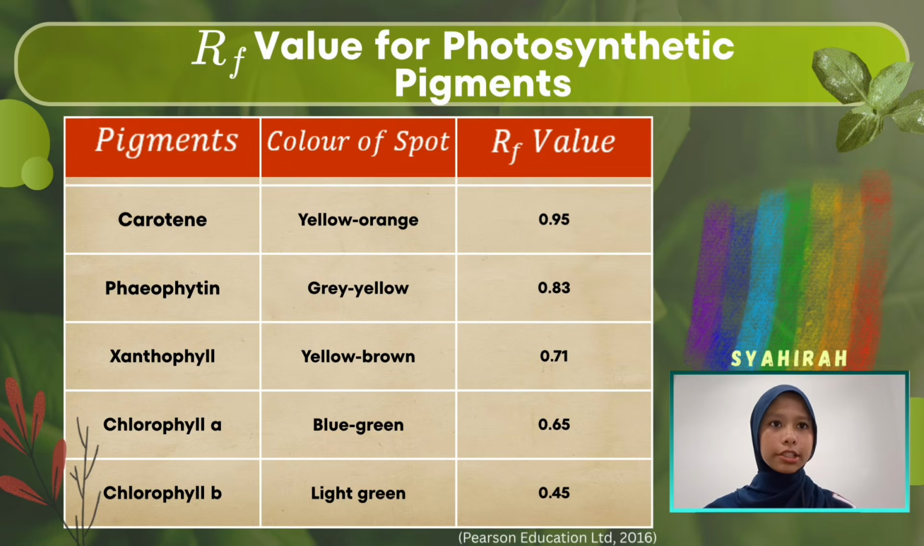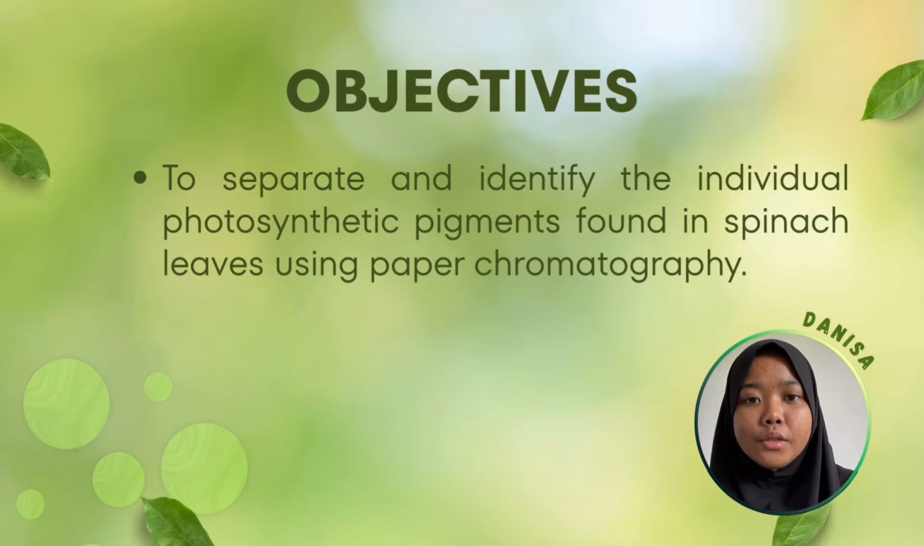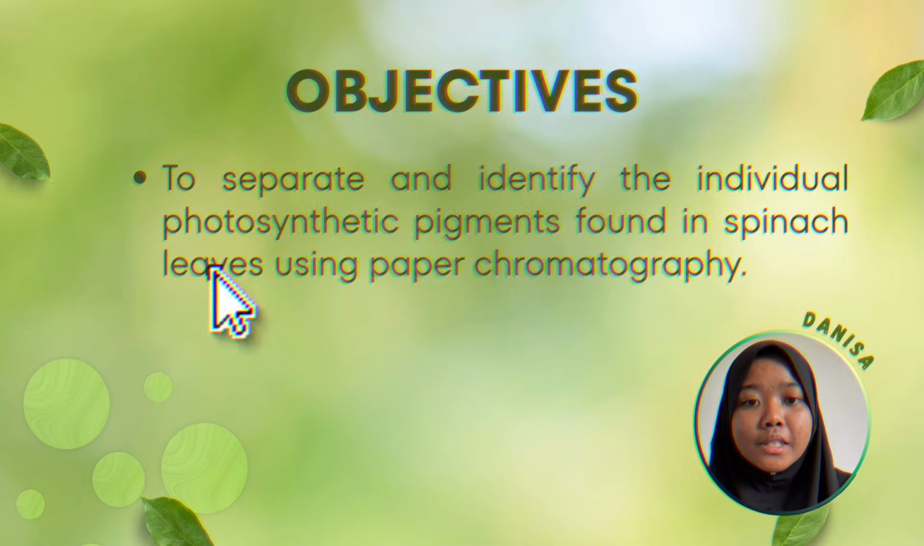This is the standard RF value for photosynthetic pigments, and this standard value will be used as the reference for the result. The primary goal here is to separate and identify the individual photosynthetic pigments found in spinach leaf by utilizing the paper chromatography technique we discussed earlier. By doing this, we will be able to see firsthand how a complex natural mixture can be broken down into its distinct individual components based on how they interact with our system.